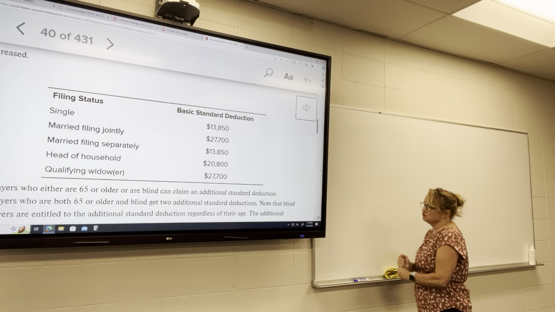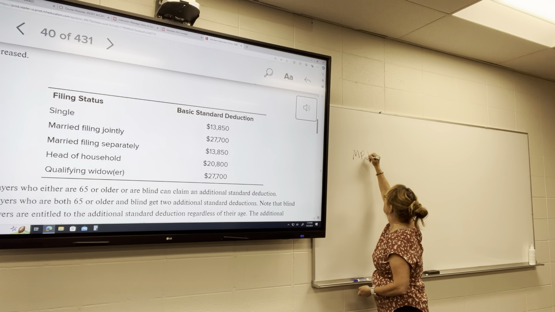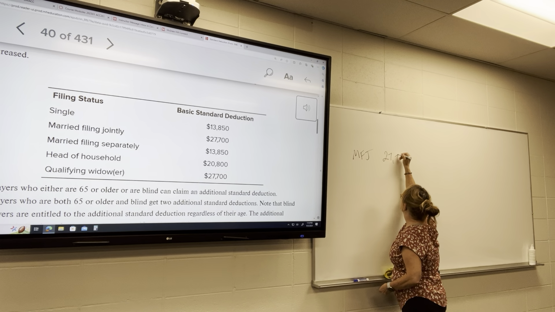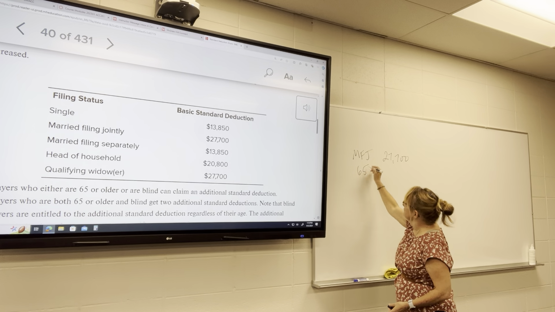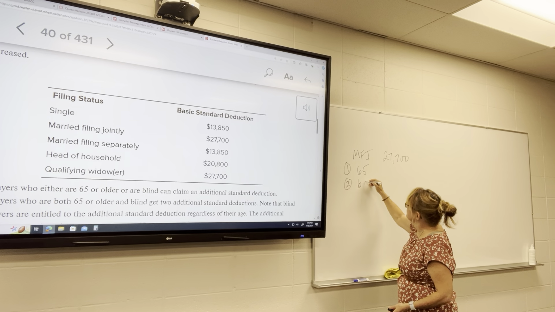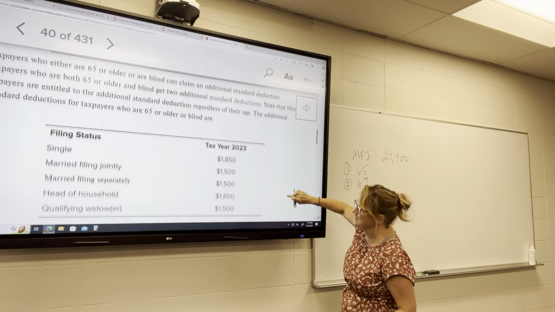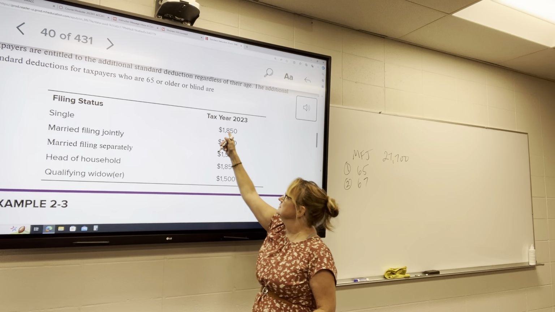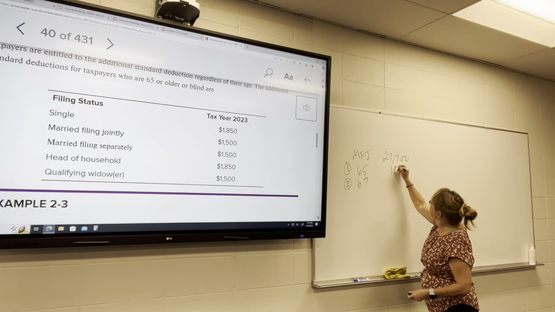So you're always going to start with the standard deduction, whatever it is, MFJ, which is $27,700. Spouse 1 is 65, spouse 2 is 67, so they get an additional amount. It's not $1,850 if you're married filing jointly. It's $1,500. So each of them gets $1,500.